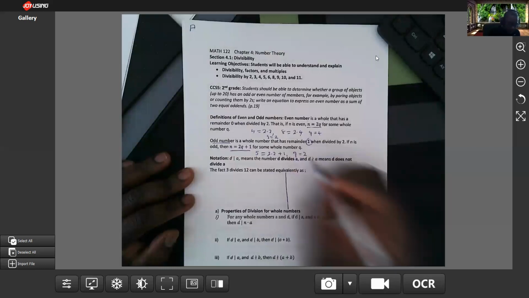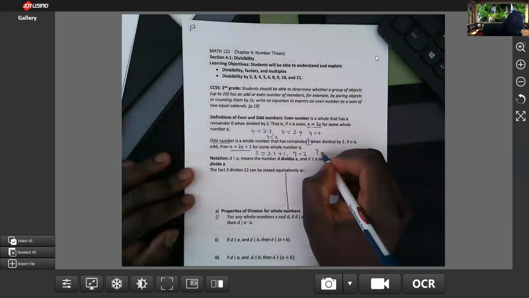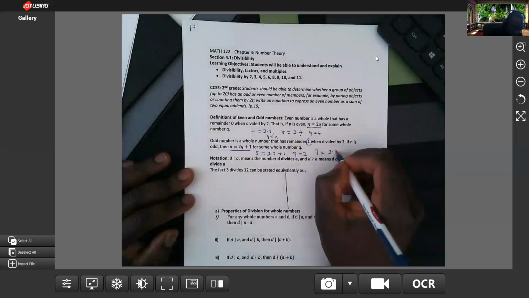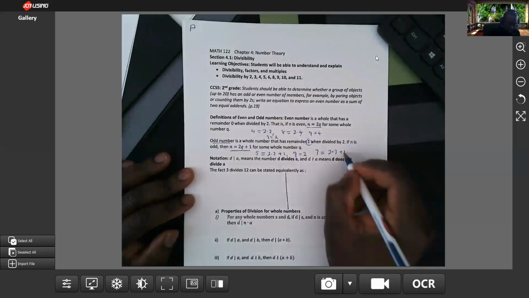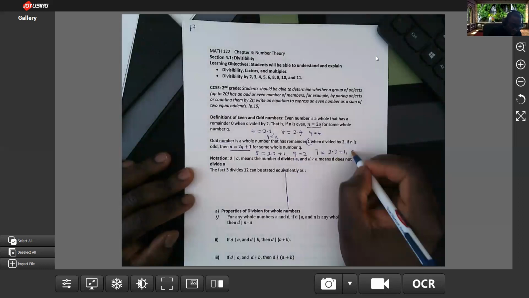Or if you have 7, 7 is 2 times 3 plus 1. So 2 times 3 is 6, plus 1 is 7. In this case, your q is 3.